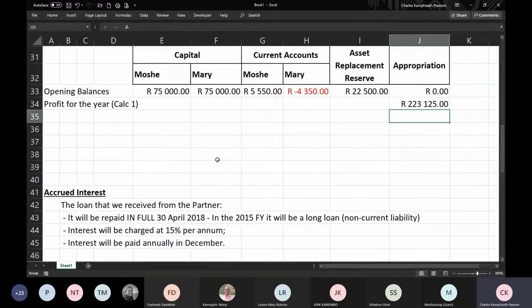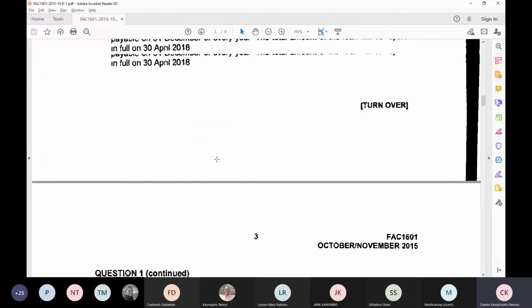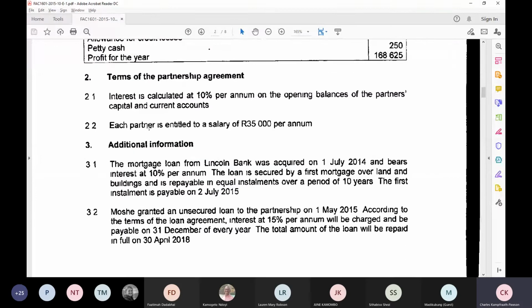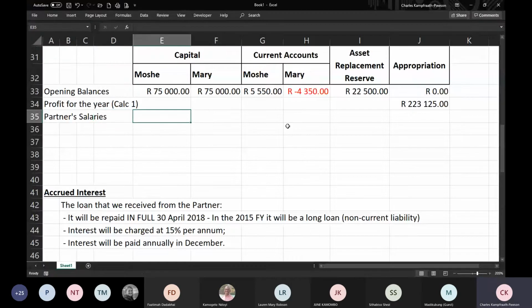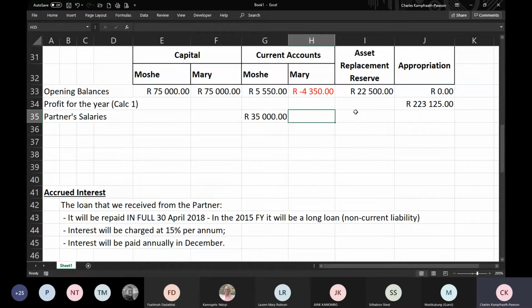Now let's continue to the question. So now let's account for the partner's salaries. The partners are entitled. Now we go to what are they entitled to? They are entitled to a salary of 35,000 Rand each. Let's go to each one of them. We're not paying any heed to what has actually been paid yet. We will get to that.